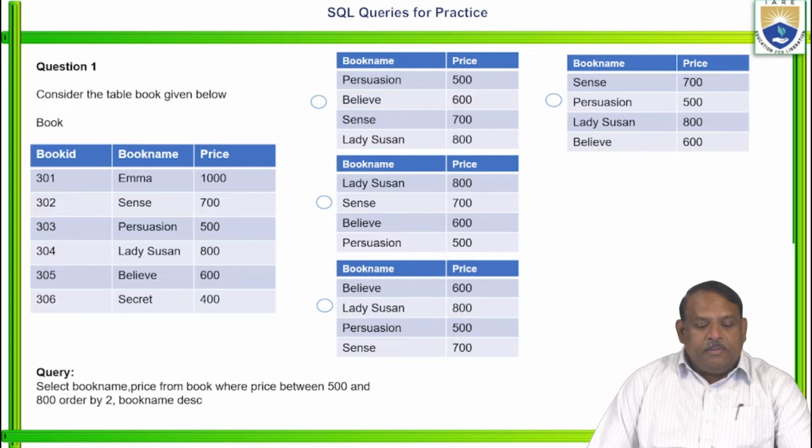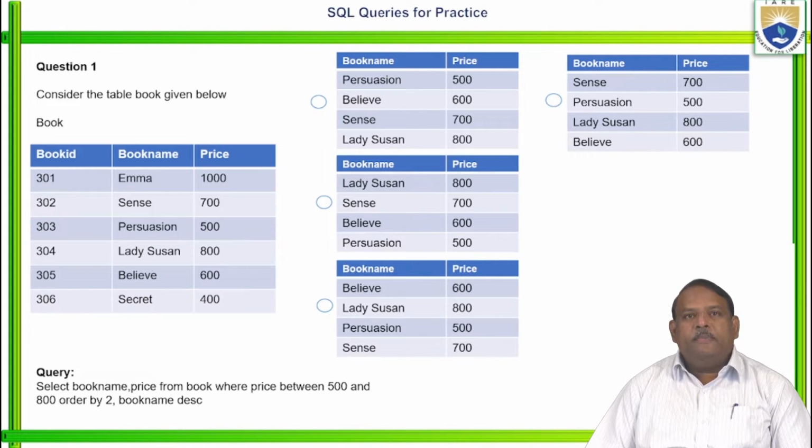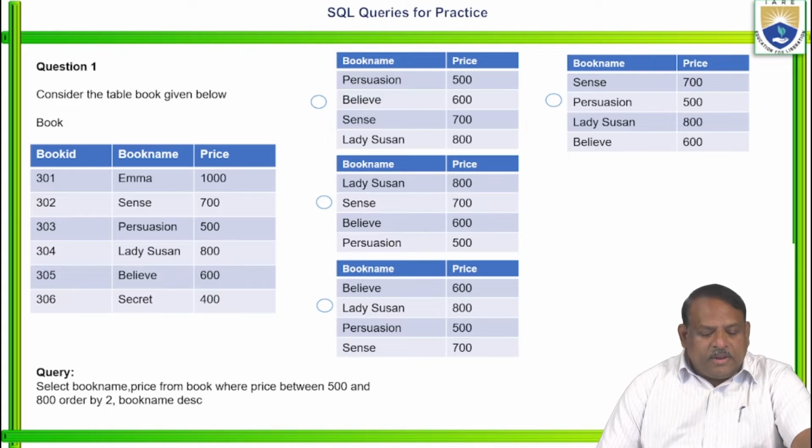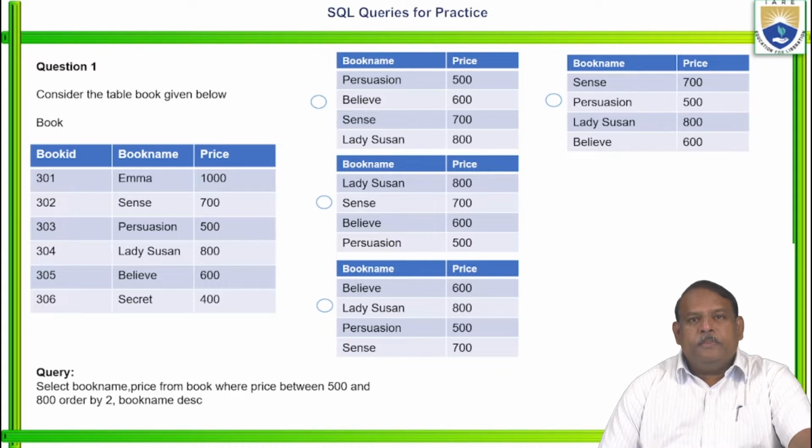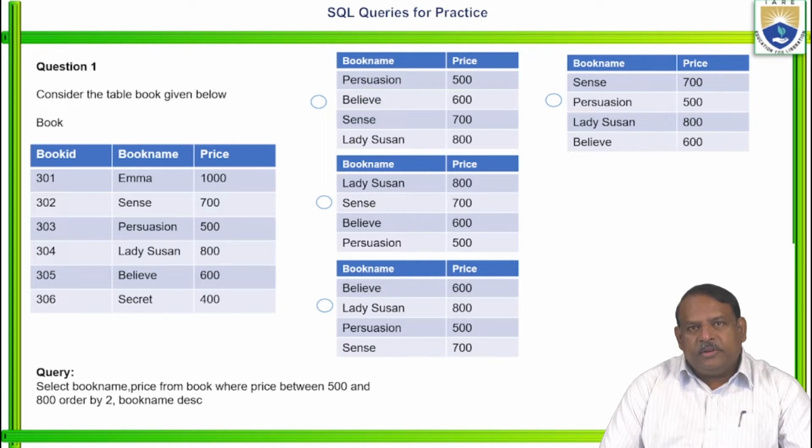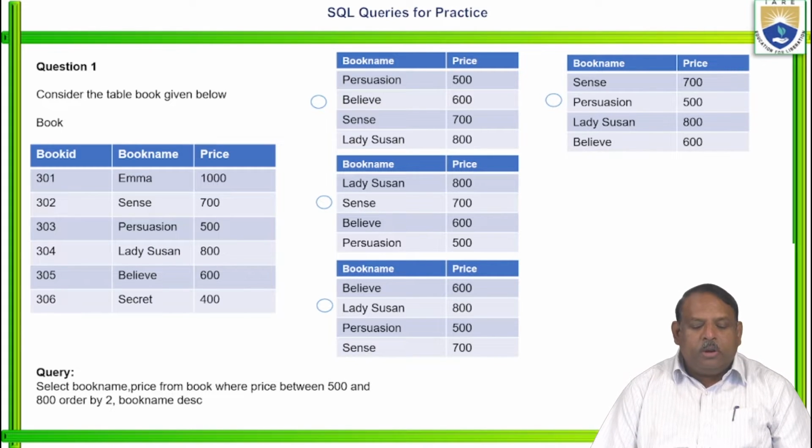Here the table name is book. Book is the table name having 3 columns: book ID, book name, and price. We have 6 rows, with the corresponding book name and price. Now, what is the query? Select book name, price from book where price between 500 to 800. After filtering the table data, we have to apply the order by 2, book name desc.